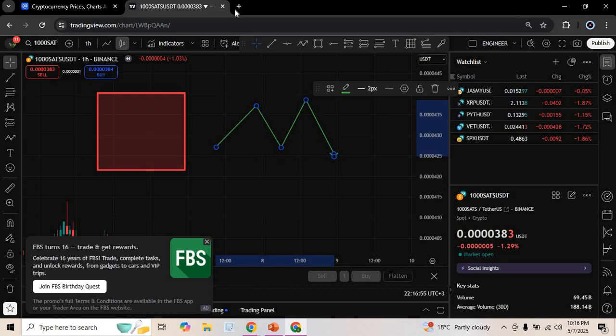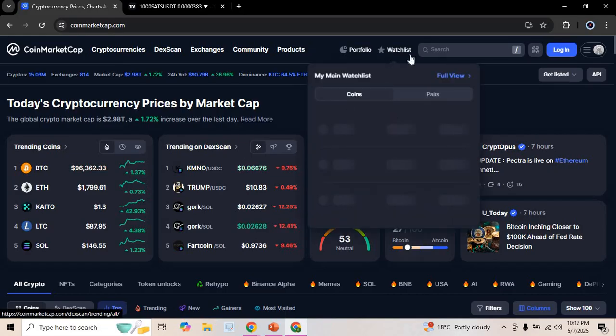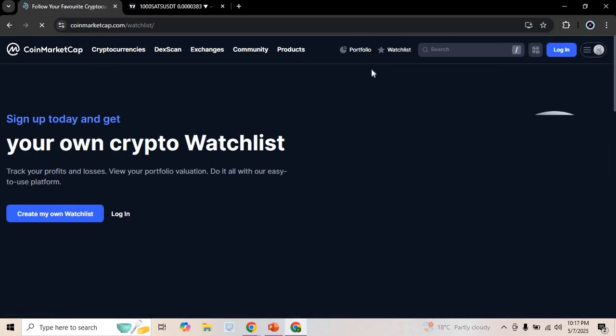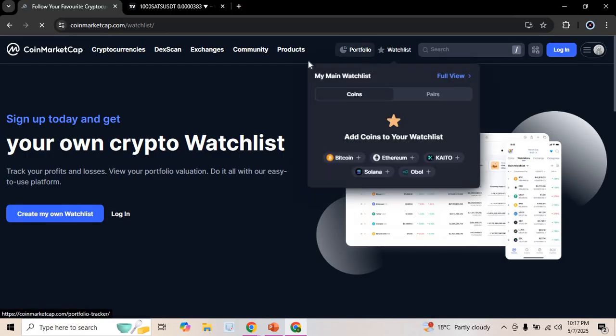It's the same as the watch list on CoinMarketCap. Actually, CoinMarketCap has a watch list. And how do you create a watch list? Come to this point and create a watch list. If you want to add, you can come here and create my own watch list. You need to log in and what have you. I won't do that right here.